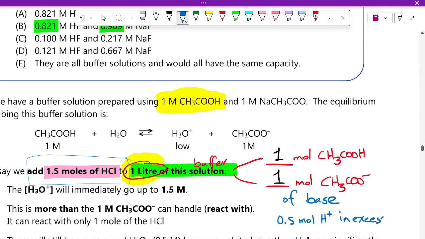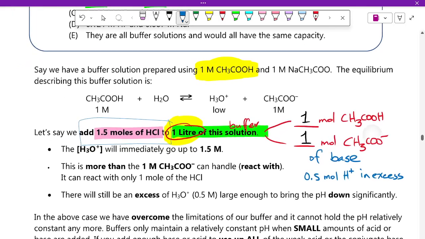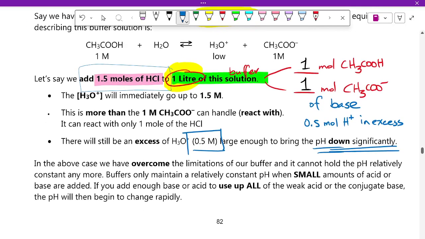And assuming that the solution volume doesn't change, that's going to give us an excess of 0.5 molar, and that's going to bring the pH down significantly, okay? The pH is going to go down. So we have overcome the limitations of the buffer. Buffers can only maintain their pH when small amounts of acid or base are added.